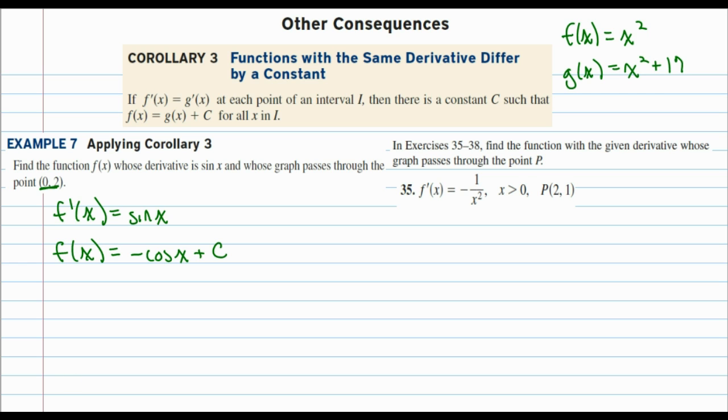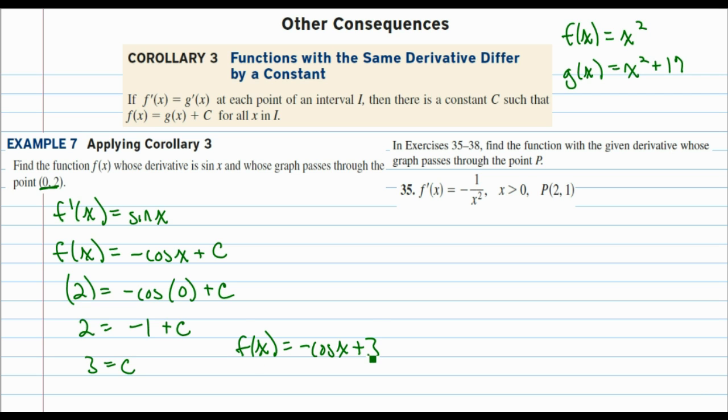We do know that it passed through the point (0, 2), so I'm going to plug in 2 for y and 0 for x to solve for c, and I get that 3 equals c. So f of x was negative cosine of x plus 3. This is the equation of the graph whose derivative is just plain old sine of x, but also passes through the point (0, 2).